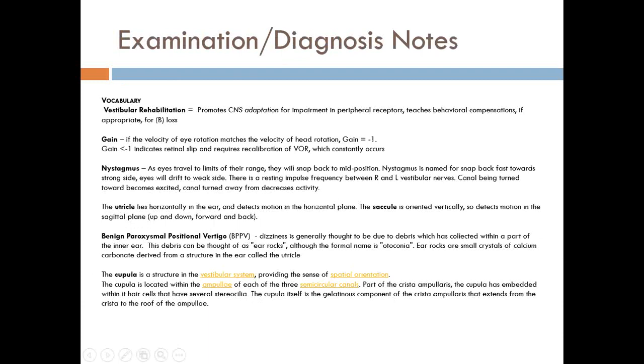Examination and diagnosis note. So vestibular rehabilitation essentially promotes central nervous system adaptation for impairment in peripheral receptors and teaches behavioral compensation if appropriate for the bilateral loss. So we're attempting to reprogram the brain and use a term called synaptic plasticity or neuroplasticity to adjust inner parts of the brain to sometimes make up for any input loss. So, for example, if you're an individual who's having less vestibular input from one ear, that might be throwing you off a little bit, then the goal is to come to see your therapist who will teach you various activities which would help to neutralize some of that imbalance and teach your brain to make up for or control the lack of input from a particular area. And that's essentially the basis of what we're trying to do.